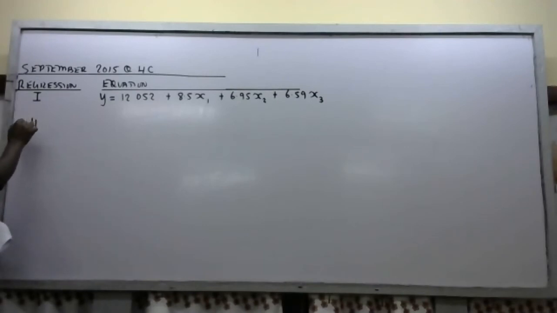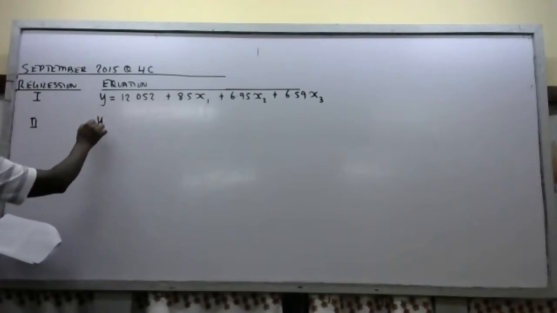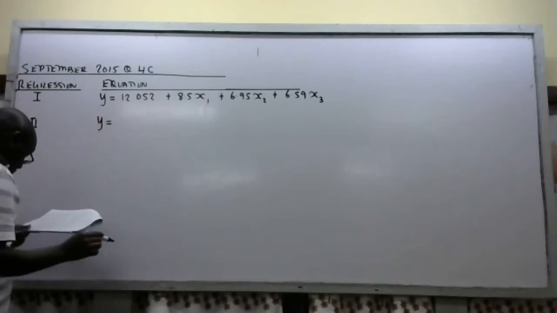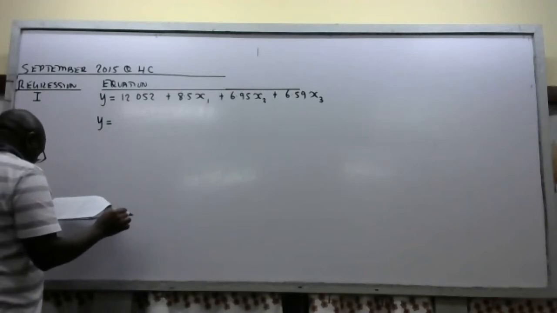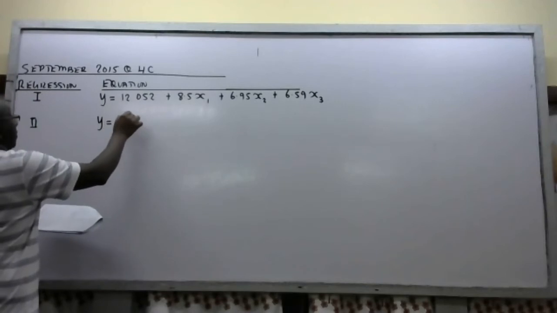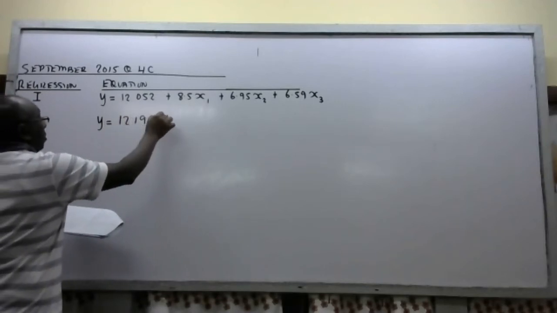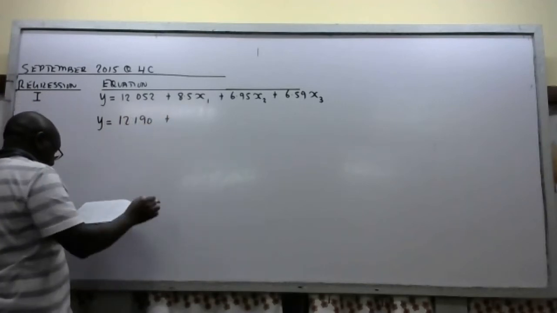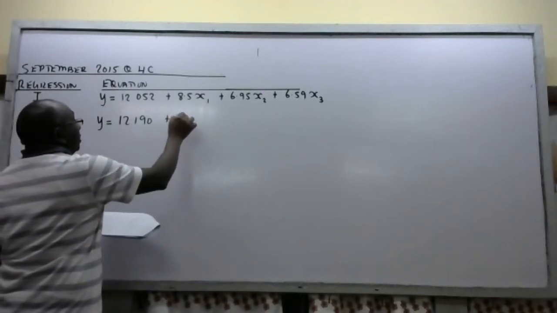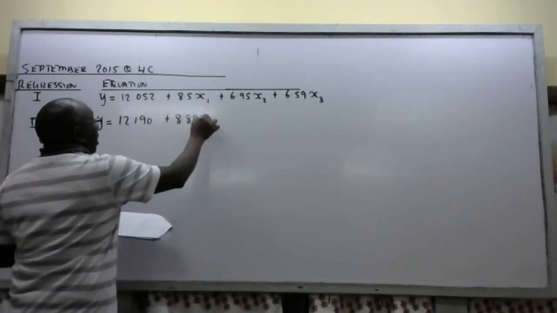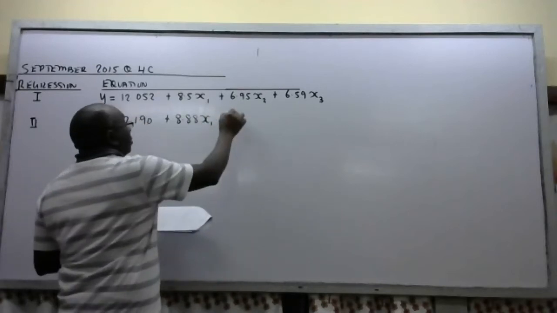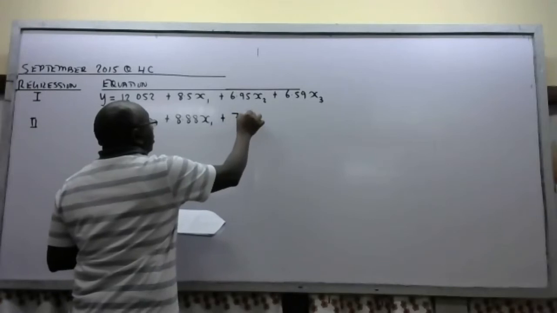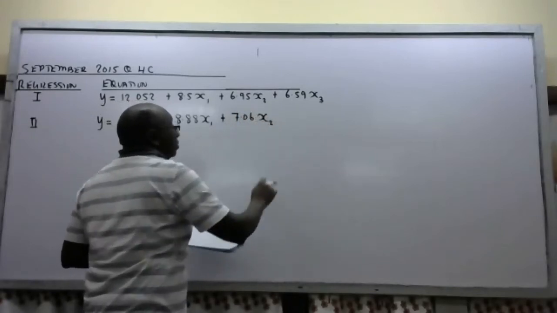Then for equation number 2, it will be written as y equals, the intercept is 12,190 plus 8.88 x1 plus 7.06 x2.